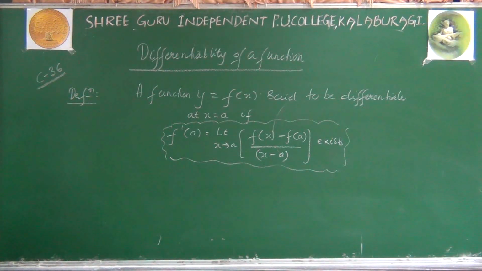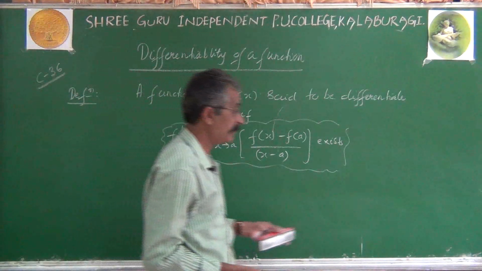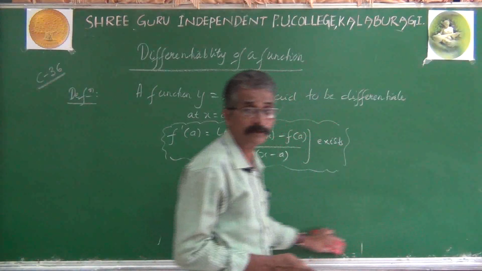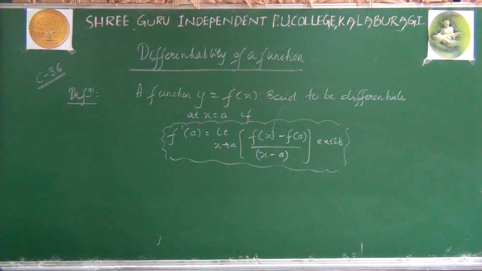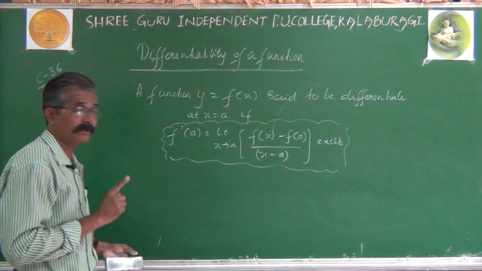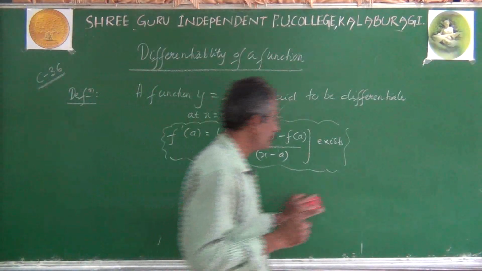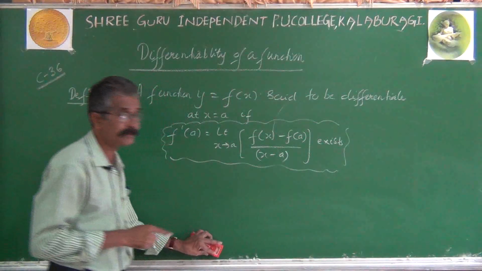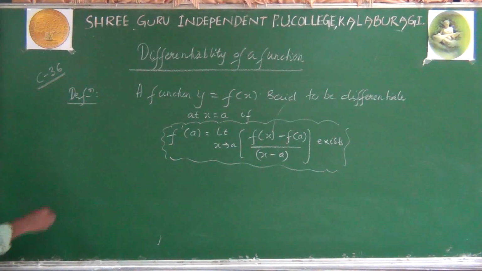Suppose a function is defined by two or more values. We have to estimate the right hand derivative as well as the left hand derivative. For differentiability, the left hand derivative must be equal to the right hand derivative, and may or may not equal f of a. That is not a concern for differentiability, but it is a concern only for continuity. Next slide.